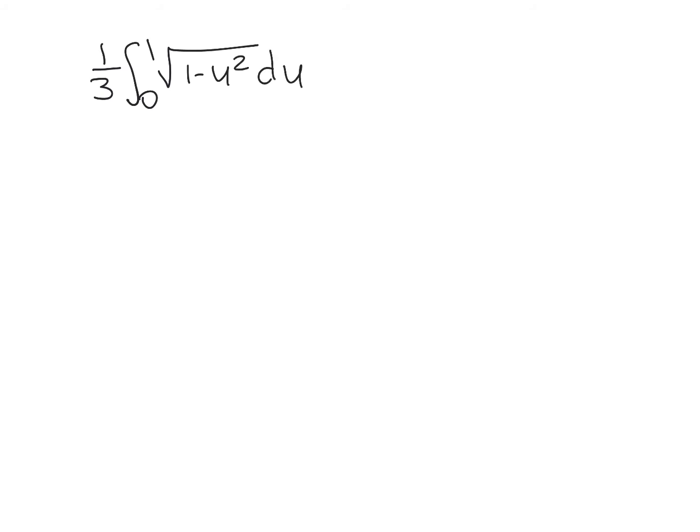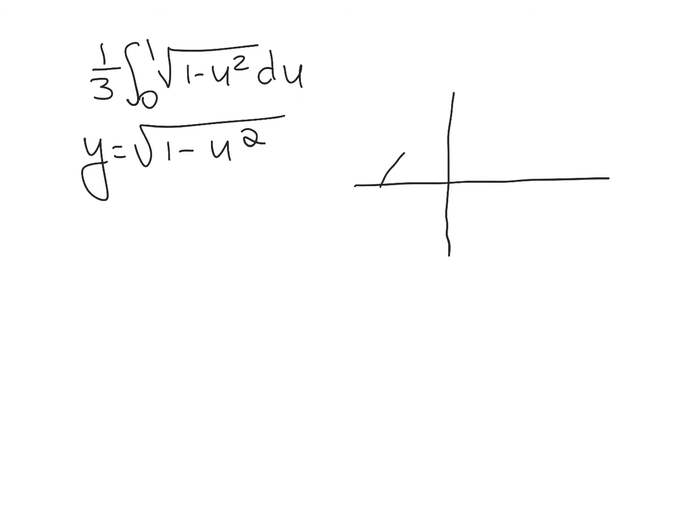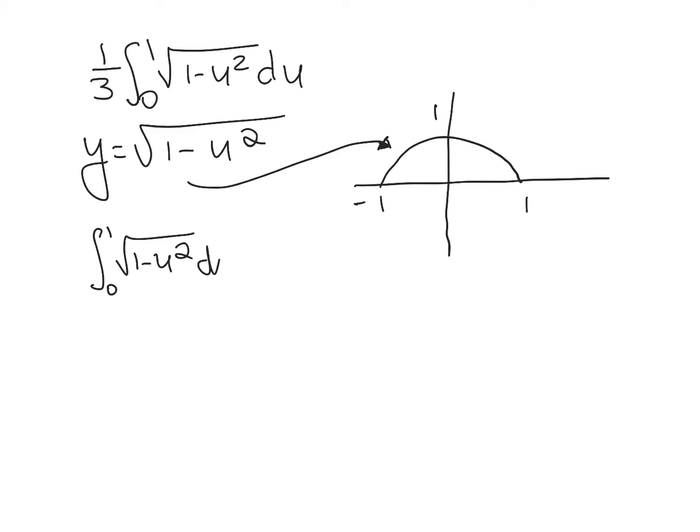And we can evaluate this integral without finding the antiderivative. Let's look at the function y equals square root of 1 minus u squared. Look at its graph in the uy plane. So that's what it looks like. Here's a graph of the function, and the integral from 0 to 1 of square root of 1 minus u squared du is equal to this shaded area.